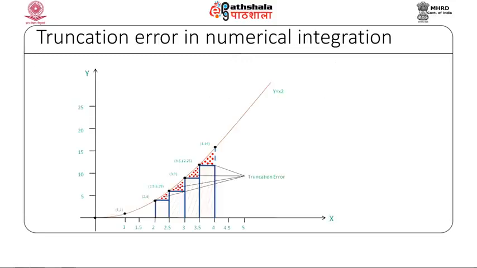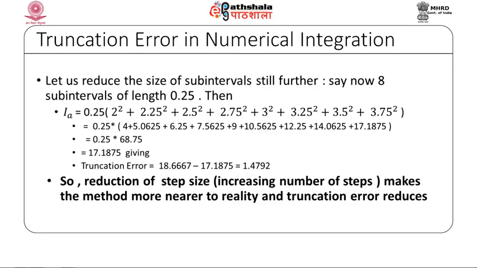So, if you look at this graph, see now 4 rectangles of width 0.5, and you can see the truncation error area has decreased, and the rectangles now 4. So, now we can again continue this process. We may make 8 sub rectangles and again do the same. Now, the height is 2, 2.25 square, 2.5 square, and so on up to 3.75 square, and this time the area comes out to be 17.1875. So, truncation error has further reduced to 1.4792.